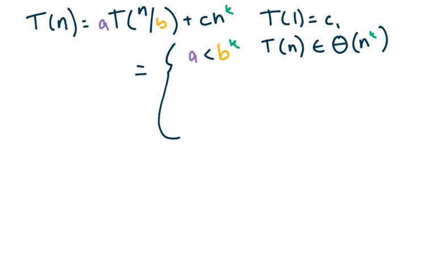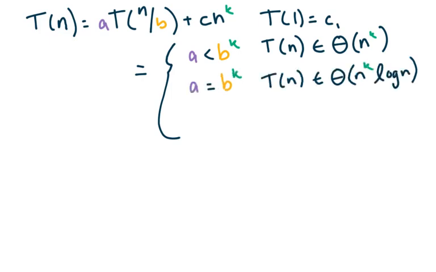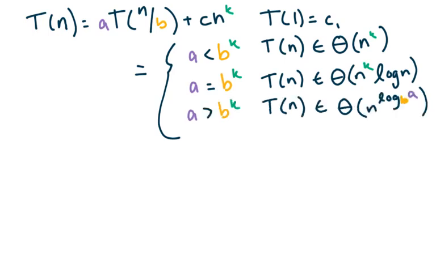This is the first one. If a is equal to b to the k, then you have T(n) in big theta of n to the k log n. And if a is greater than b to the k, then you have that it's in big theta of n to the log base b of a. I tried to nicely color code this. So let's do that example.